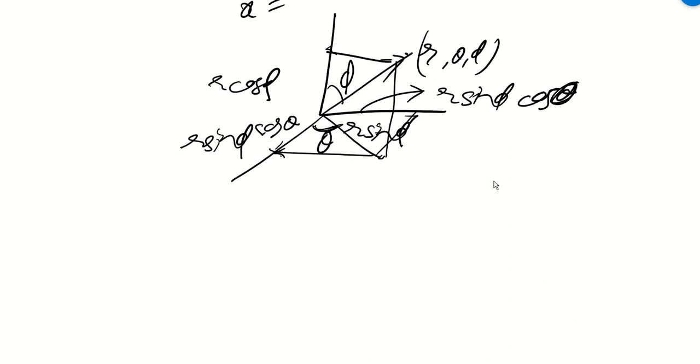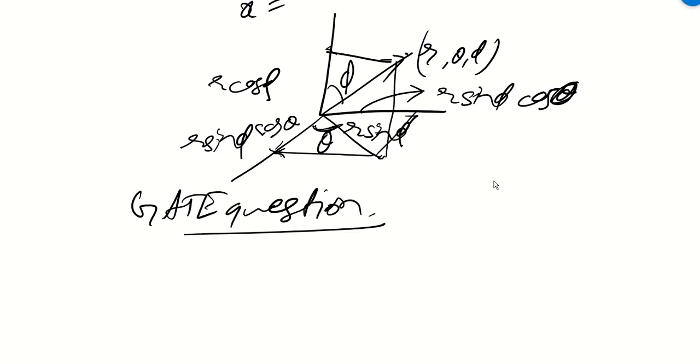In the next lecture we will take some of the GATE questions based on coordinate systems, like representing a point in Cartesian coordinate to cylindrical coordinates, same way from spherical coordinate to cylindrical coordinates or something like that, then converting from one coordinate system to another coordinate system. So like those questions we will take. Actually very less questions come from this portion, but they come.